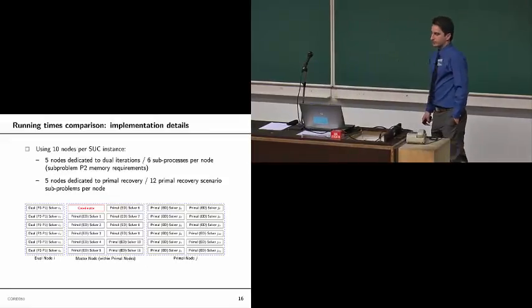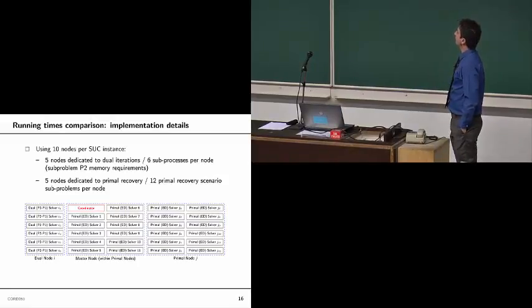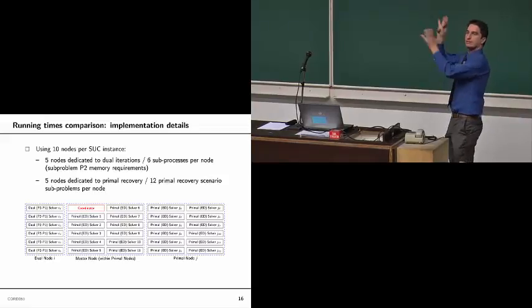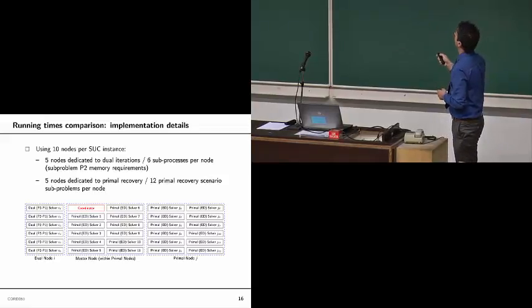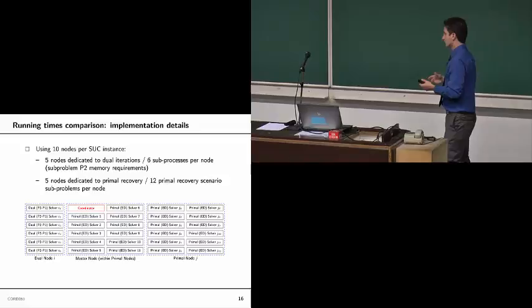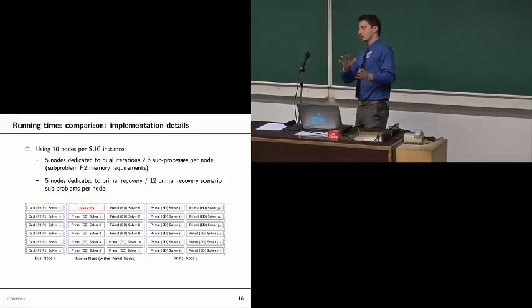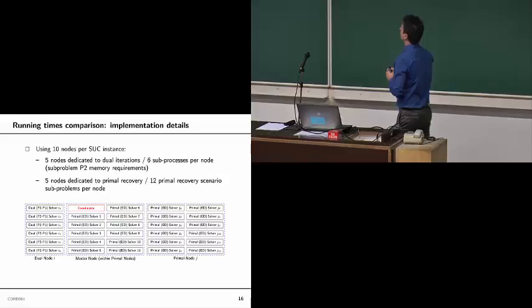This is a specific way we've partitioned the computing among the nodes in the cluster. So what we have are 10 nodes for the stochastic unit commitment instances. Out of these 10 nodes, 5 are dedicated to dual iterations. Those are on the left side of the scheme I presented earlier, and the other 5 nodes are dedicated to primal solution recovery and upper bound computation. Those are on the right side of the scheme I presented to you earlier.